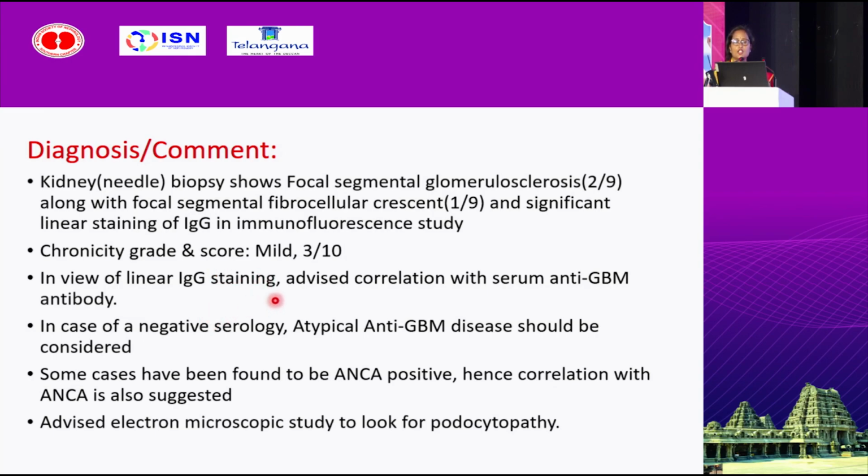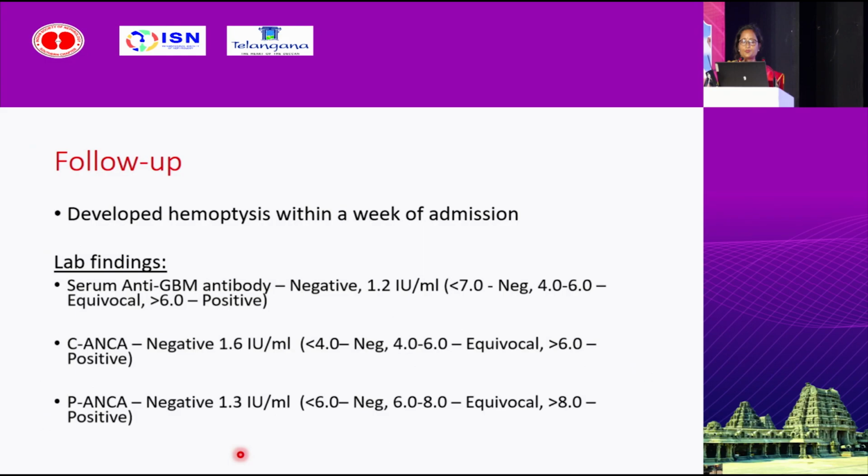In view of linear IgG staining, advised correlation with serum anti-GBM antibody. In case of a negative serology, atypical anti-GBM disease should be considered. I had mentioned here in case of a negative serology because it was not a classical anti-GBM presentation on my light microscopy also. So this was something I was expecting, that possibly this might turn out to be negative by the conventional assays. Some cases have been found in the literature to be ANCA positive, so an ANCA correlation was also suggested, and in view of the nephrotic proteinuria, an electron microscopy was suggested.